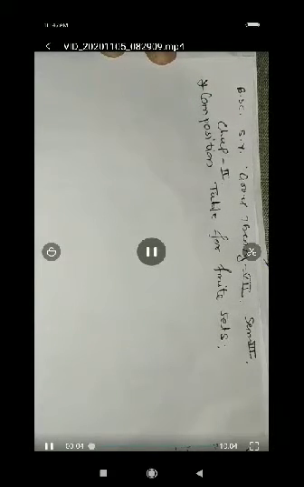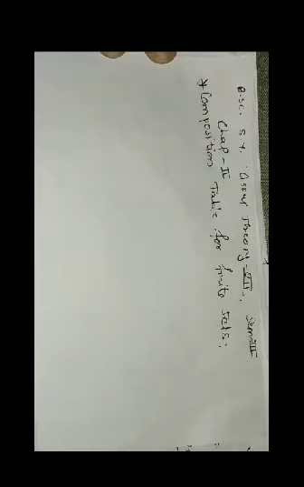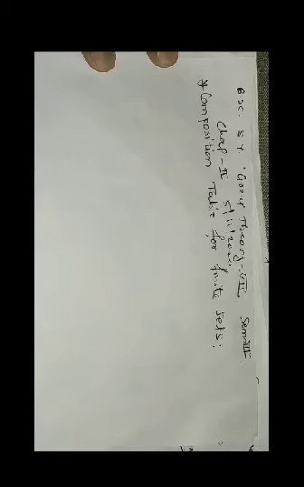This is a lecture for the B.Sc. second year students, and our paper is Group Theory, 7th paper. The semester is 3rd and our chapter is 2nd. Today's date is 5 November 2020. So, composition table for a finite set.